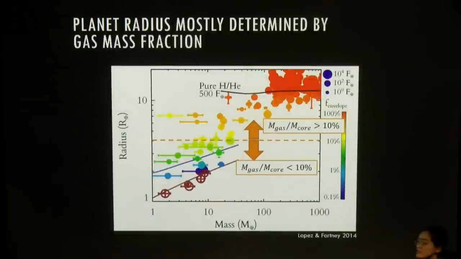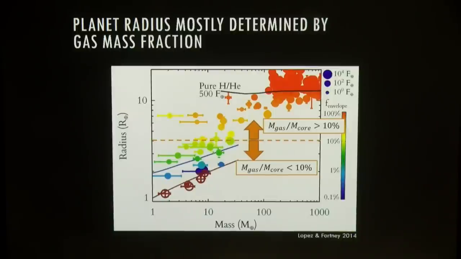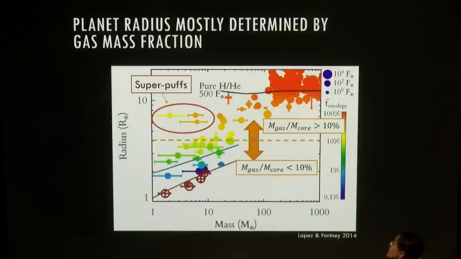Okay, so all the calculation is based on the premise that if you want to create these large planets, you need to have core masses as large as about 10 Earth masses. And you go back to this plot and you notice right away that there are some large planets with masses much smaller than 10 Earth masses. In particular, this planet over here has a mass as small as about 2 Earth masses. So what's going on with these planets? These are the exceptions, and these are the planets that I call the super puffs.